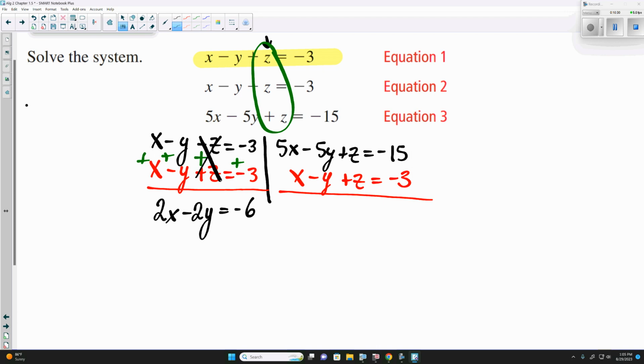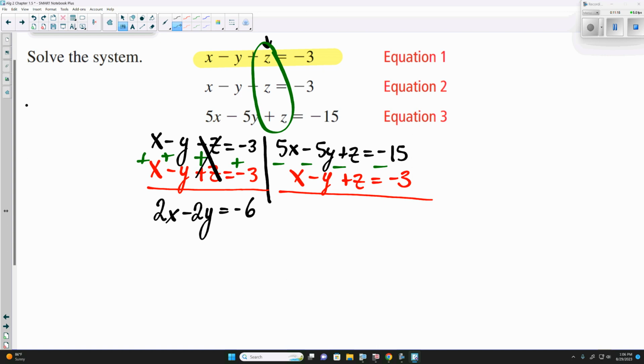Would we add or subtract these? So z plus z is 2z, yes? We want it to be what? 0. Okay. So let's try subtracting. So z minus z is 0. If the signs are the same, we subtract. If the signs are opposite, we add. That's why I said add. You're good. Because we don't have to always add on both or subtract on both. We can do one or the other, or both. So here we're going to subtract.